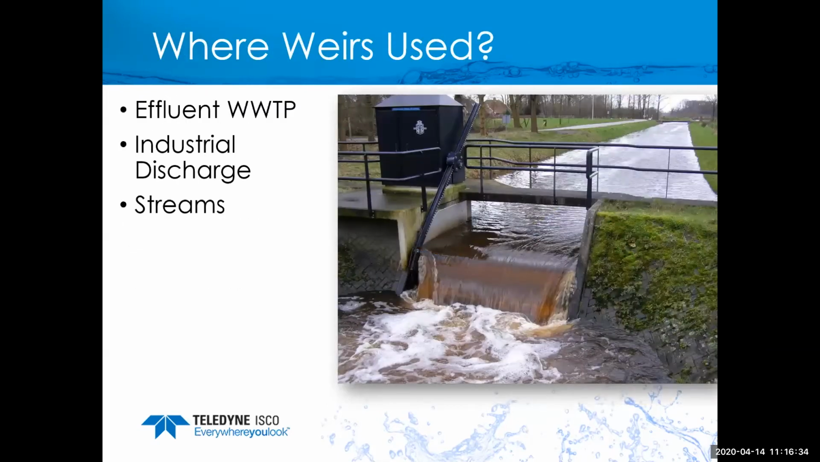Now, where are the weirs used? They can be used at the effluent of a wastewater treatment plant. They can be used for industrial discharge, and this picture shows one being used for stream monitoring, or monitoring the flow through this ditch.